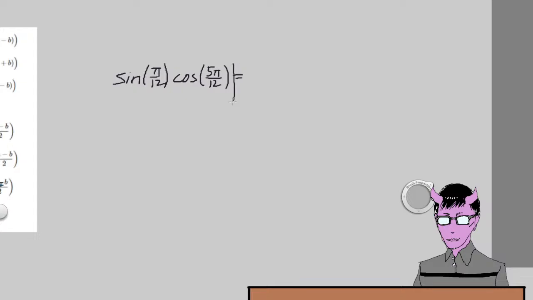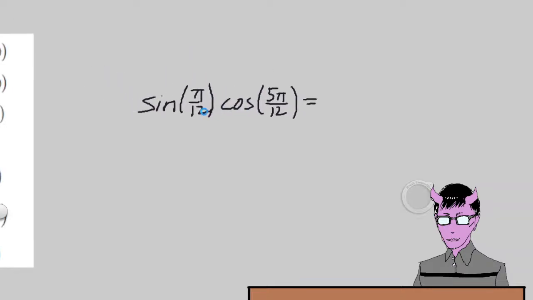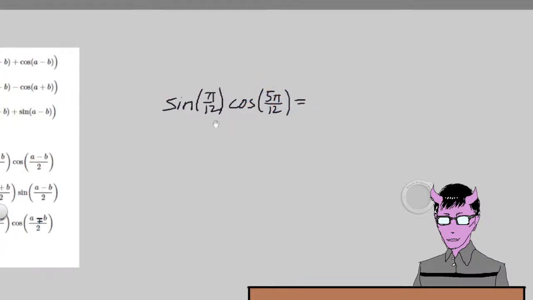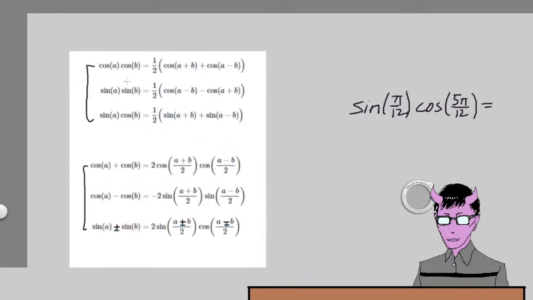So what's that going to evaluate into? Well, it is a product between two trig functions. It's the sine times the cosine. Do we have an algorithm for that one? Yes, we do. It's going to be this one. So sine first, cosine second.